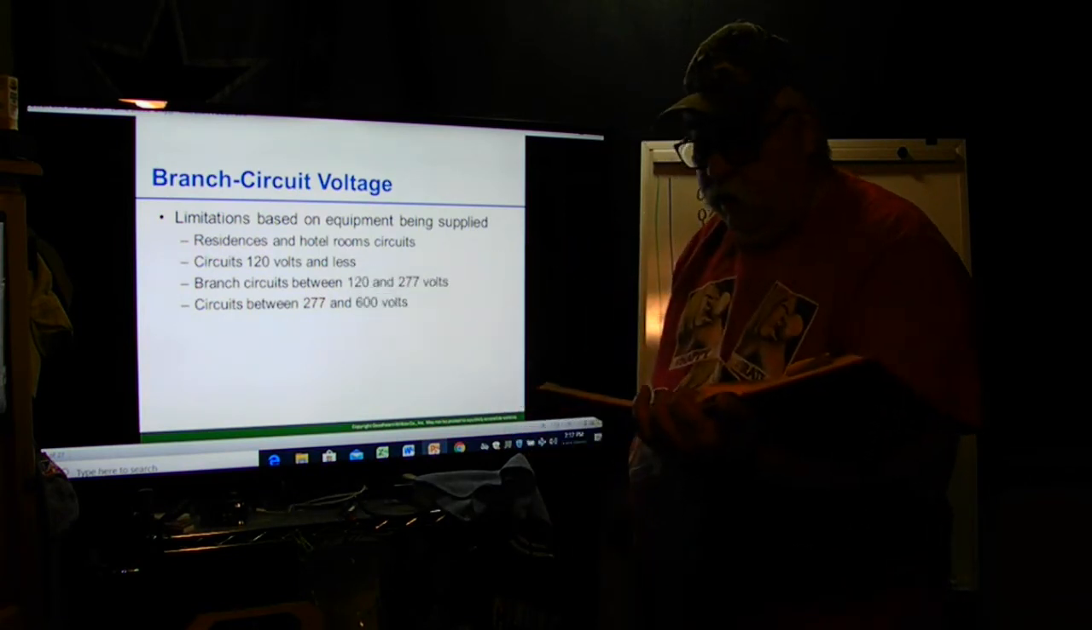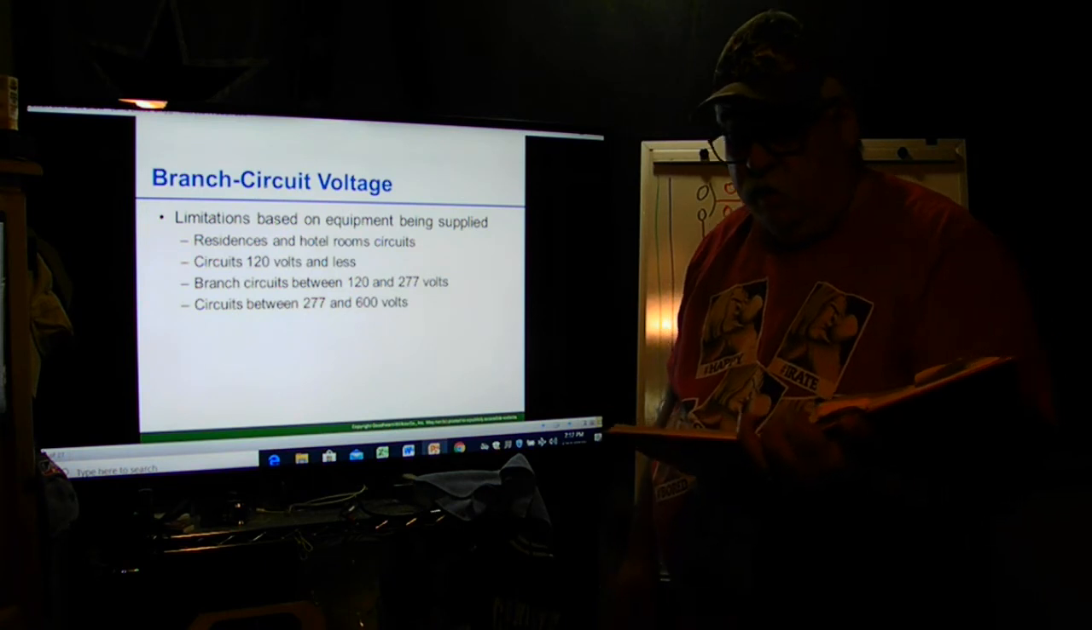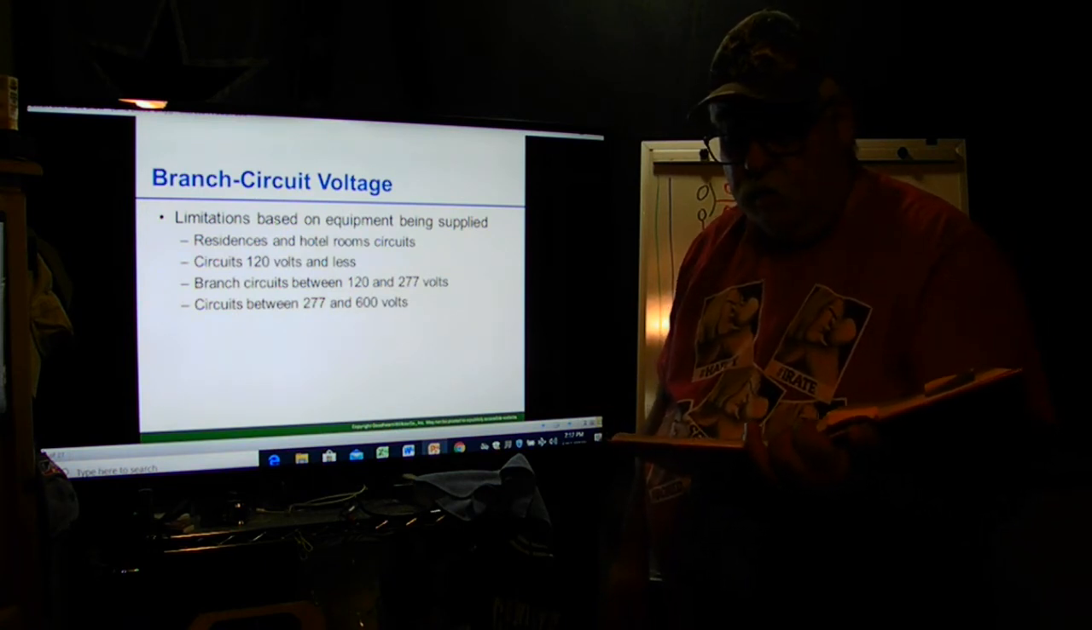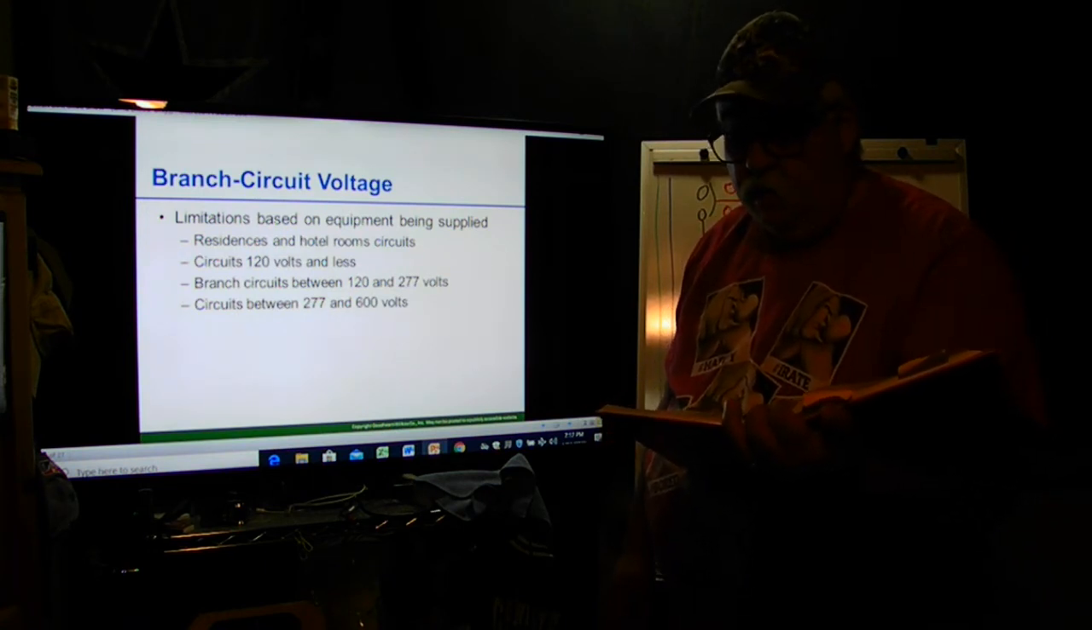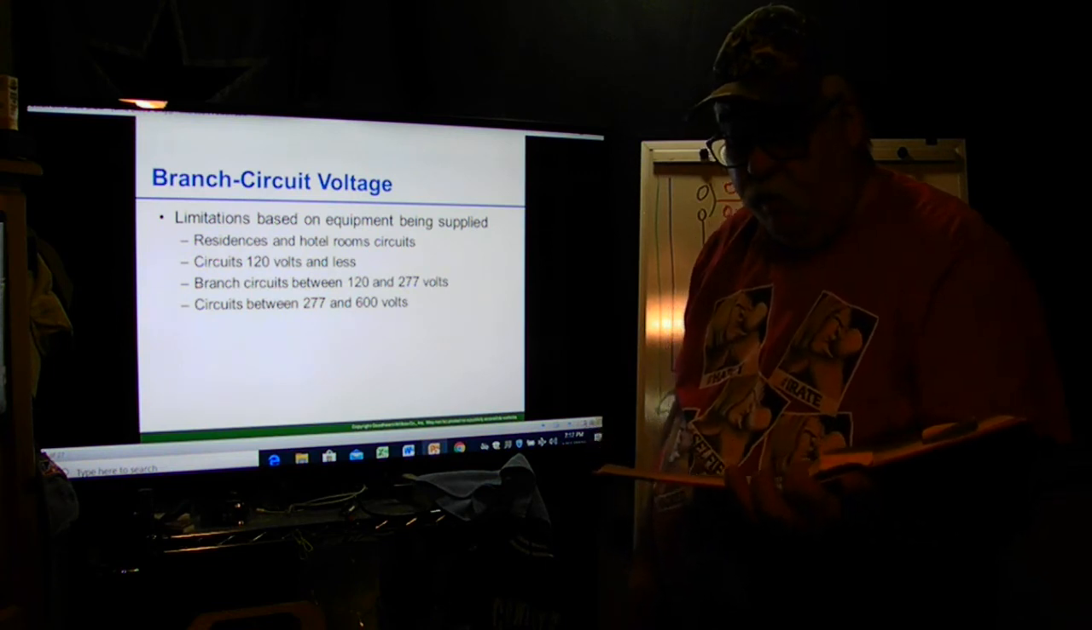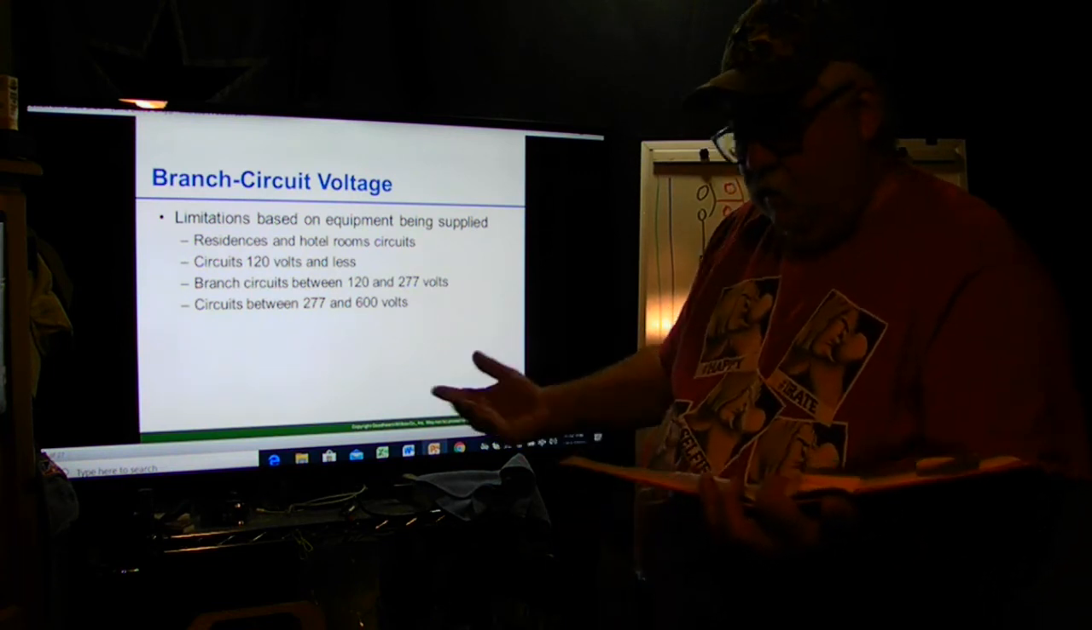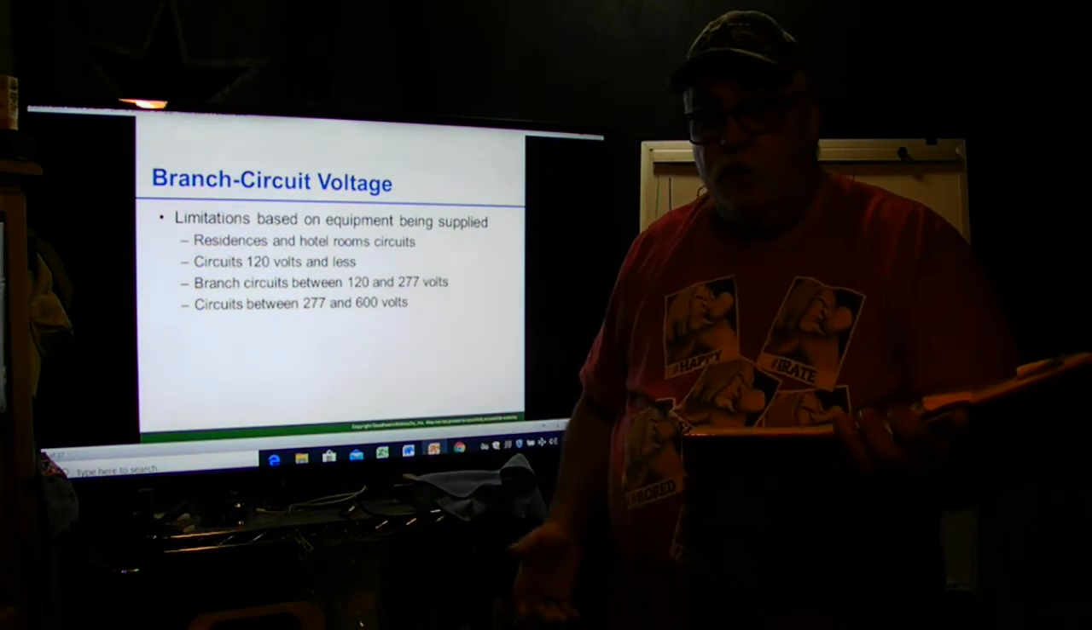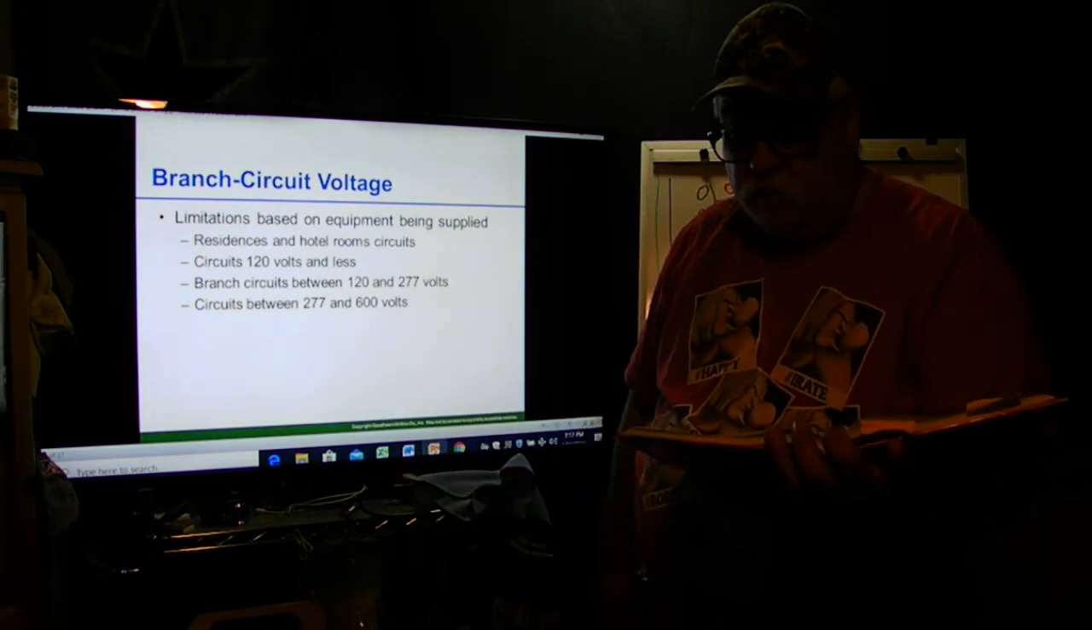Circuits 120 volts or less. Circuits that are 120 volts or less may be used to supply lamp holders, auxiliary equipment, electric discharge lighting, receptacles, and permanently wired equipment. So again, still using 120 volts, you can have them anywhere. It's just your general voltage.